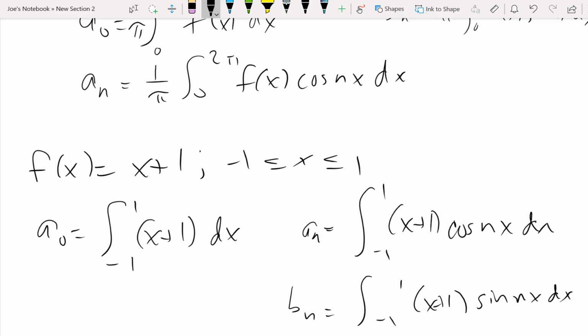Not nx, sorry. I got to change the period. Sorry about that. I do need to adjust the period on the inside of those things. These still have period 2 pi, but I want the period to be 2. How do I change the period from 2 pi to 2? What do I need to put on the inside of the cosine and the sine functions?